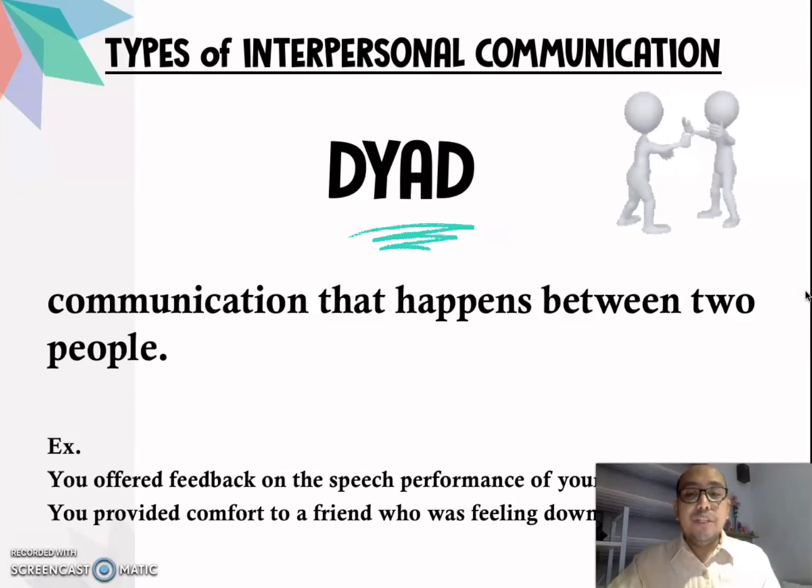Examples: you offered feedback on the speech performance of your classmate. Okay? You are talking with your classmate alone. Next, you provided comfort to a friend who was feeling down. So in this type of communication, it involves two people only. You and the person you are talking to.